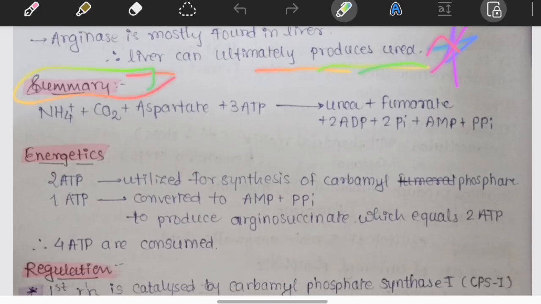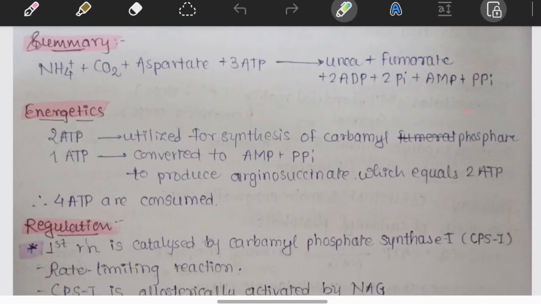Then the summary of the urea cycle: ammonia plus carbon dioxide plus aspartate plus NH3 plus ATP gives urea plus fumarate plus 2 ADP, 2 inorganic phosphates, adenosine monophosphate and 2 inorganic phosphates. Now the energetics involved in the urea cycle: 2 ATP are utilized for synthesis of carbamyl phosphate, and 1 ATP is converted to adenosine monophosphate to produce argininosuccinate, which equals 2 ATP. Means here 4 ATPs are consumed.